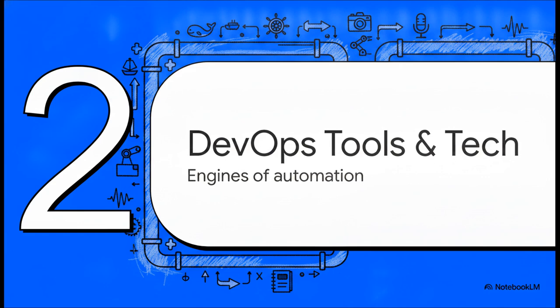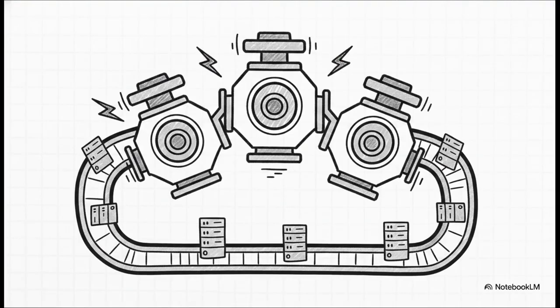Moving right along to Section 2, DevOps tools and technologies, the engines of automation. What's really interesting here is that we aren't just talking about abstract buzzwords. These are the actual engines doing the heavy lifting. Platforms like Jenkins, GitHub Actions, and GitLab. When that code commit happens, it's one of these tools that catches the signal, spins up the servers, runs the code, and just keeps the entire pipeline humming along seamlessly, completely without human intervention.